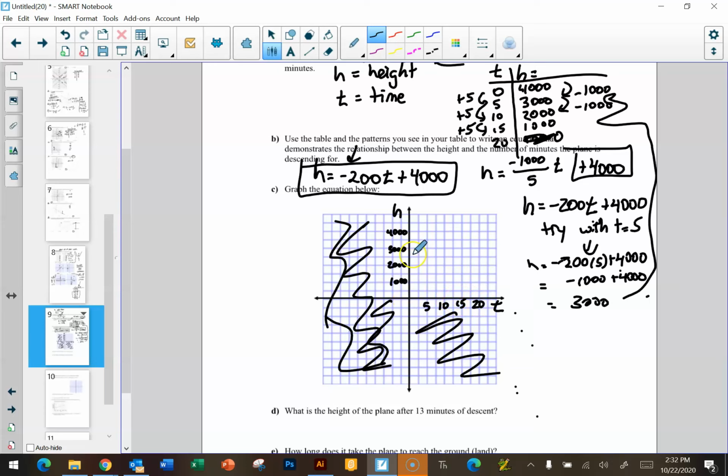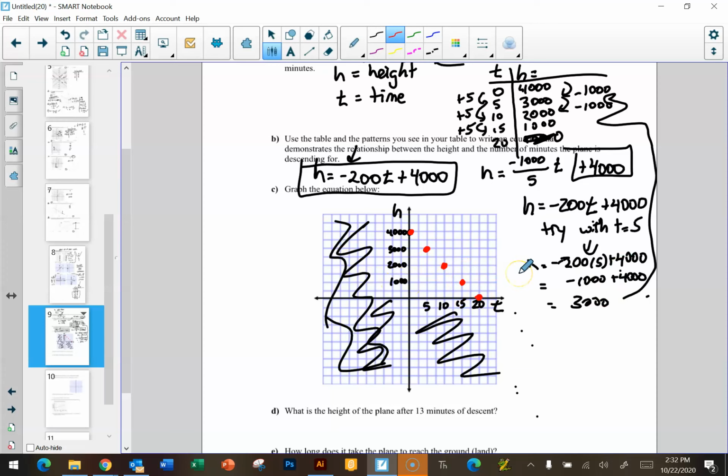0 and 4,000. Okay, there's 0, there's 4,000 right there. Maybe I'll do it in a different color. At 5 minutes, plane's at 3,000, so that's right there. At 10 minutes, plane's at 2,000, that's right there. 15 minutes, it's at 1,000. And at 20 minutes, we know it hits the ground.